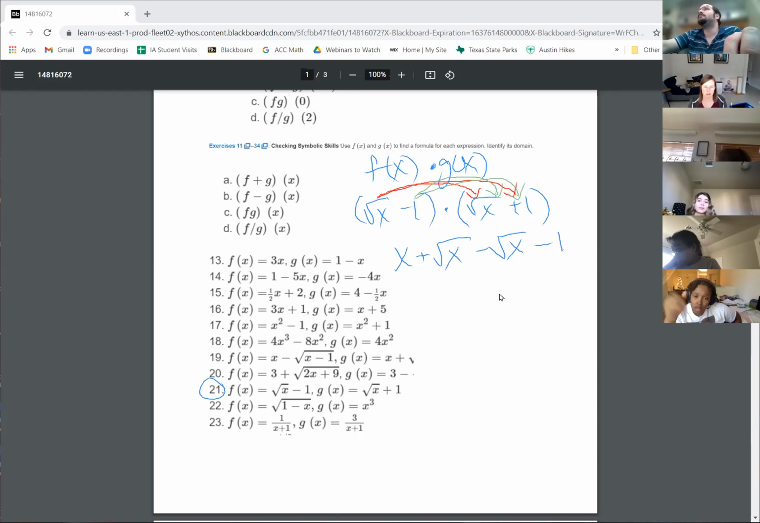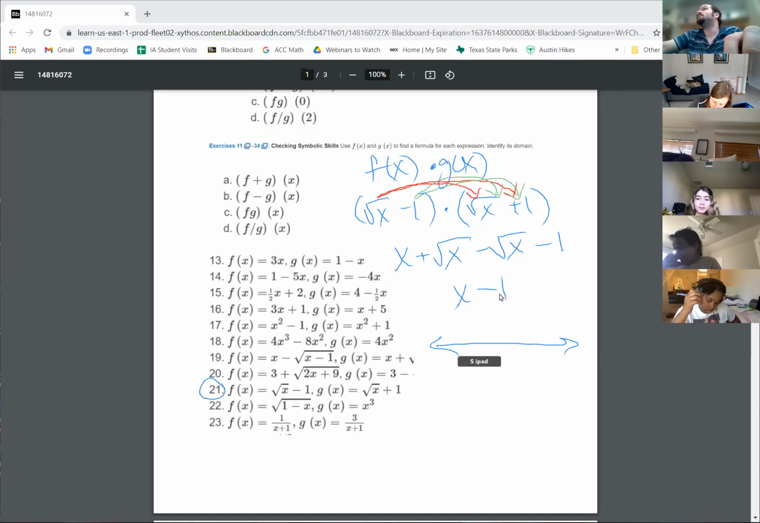What do we do next? Do you cancel the ones that are alike? Yeah, because you have a positive square root of x minus square root of x. So they go away. Cancel, become 0 basically. And that's it. But now we'll have to do our domain. And if it helps, we can draw the number line.